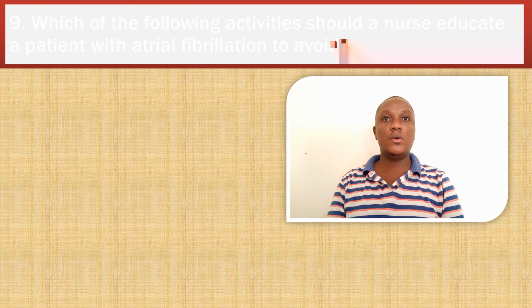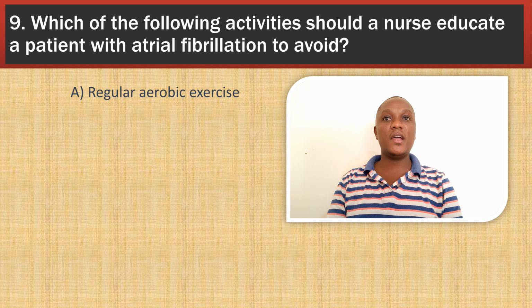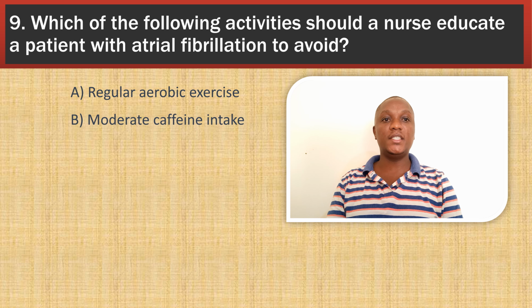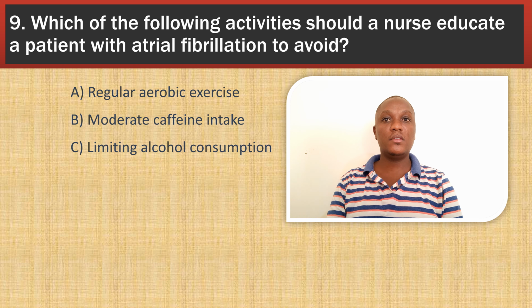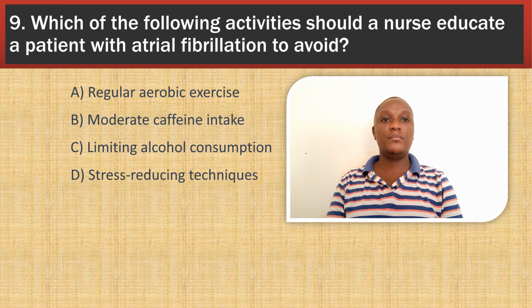Question 9. Which of the following activities should a nurse educate a patient with atrial fibrillation to avoid? A. Regular aerobic exercise. B. Moderate caffeine intake. C. Limiting alcohol consumption. And D. Stress reducing techniques. Pick your answer. The correct answer is A.